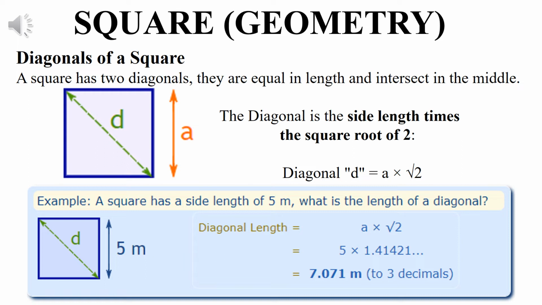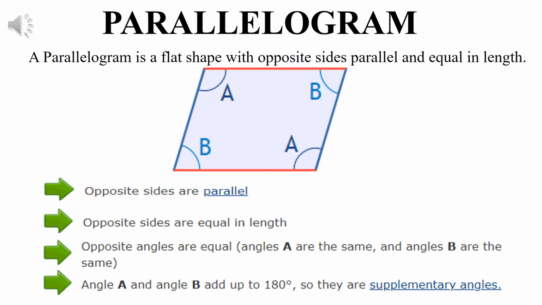Example, a square has a side length of 5 m. What is the length of a diagonal? Diagonal length, a times the square root of 2, is equal to 5 times 1.4142 and so on, which is 7.071 m to 3 decimals.